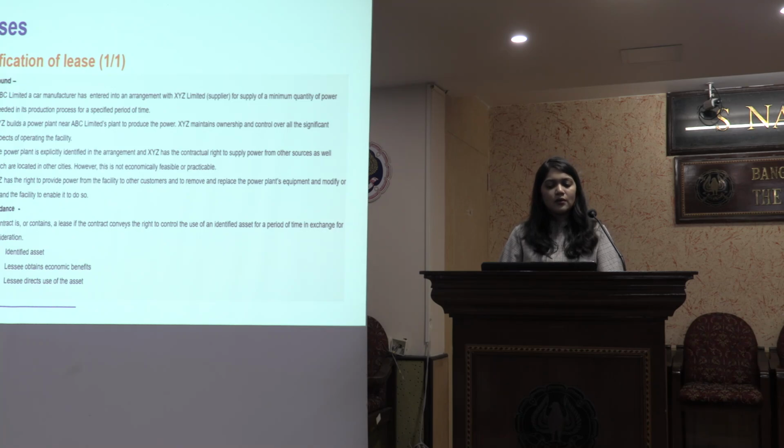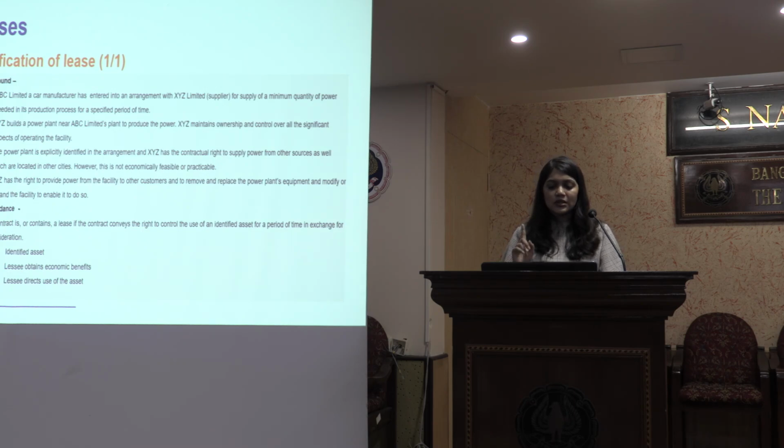So now it also becomes important to identify what agreement will qualify as a lease and which agreement will not qualify as a lease. Now the definition of lease that is given under 116 says that a contract is or contains a lease if the contract conveys the right to control the use of an identified asset for a period of time in exchange for consideration. So there are two important factors here.